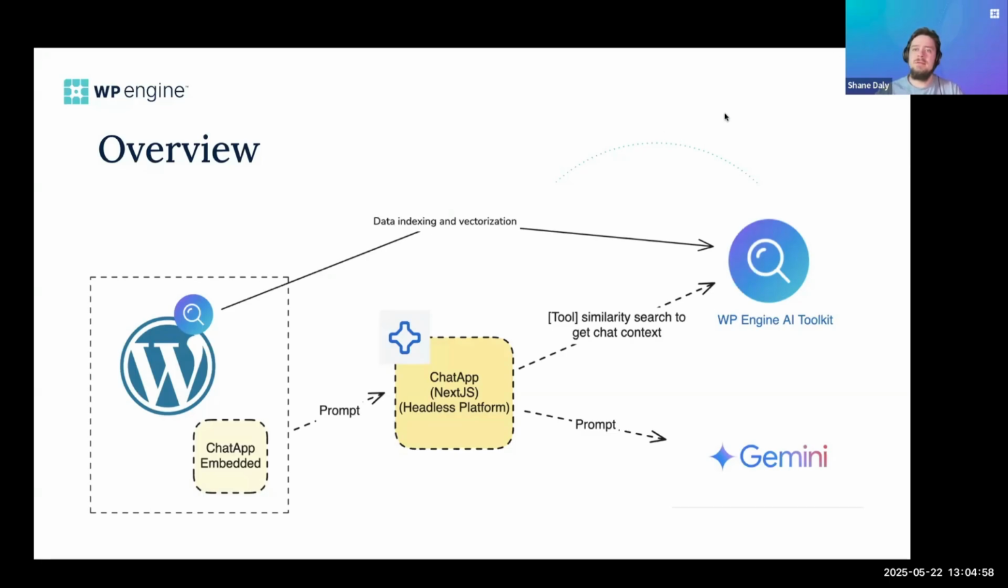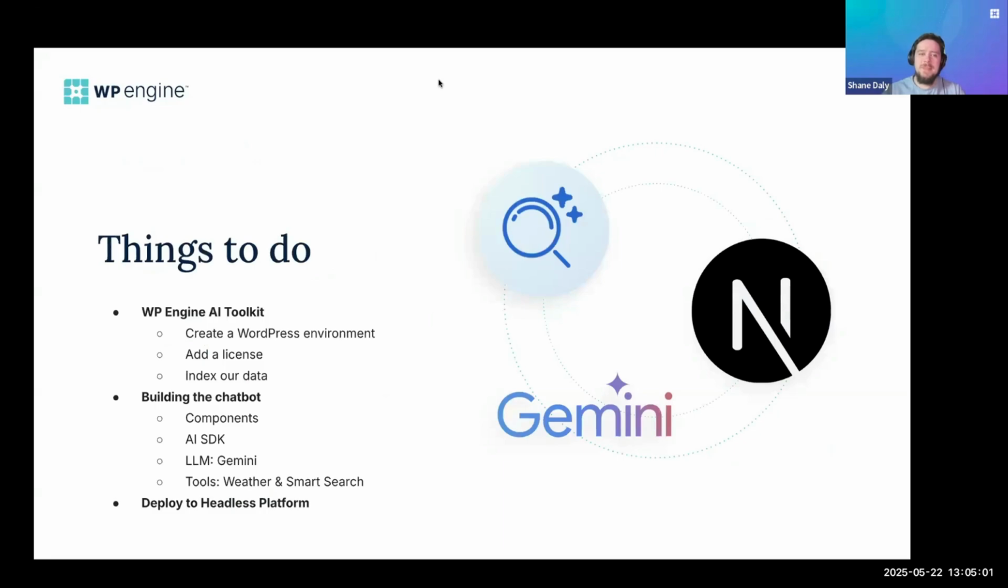All right. So the things we're doing. We're going to create a WordPress environment. I, handily enough, already have created one, and I've added a license to it, and I've indexed the data. Next is our chatbot, which is our Next.js application. We're going to be talking about the components, the AI SDK, the LLM, Gemini in this case, and we're going to be talking about tools. In the example, I've provided two tools. One is to fetch weather information, and the second one is to fetch information from WP Engine AI Toolkit. I know it says Smart Search here, but we're rebranding that. And then we're going to deploy it to the Headless platform, so this can live and run on WP Engine.